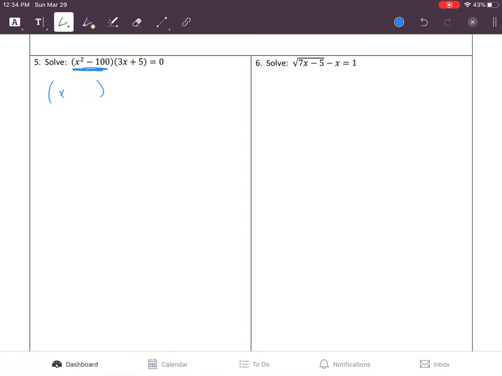So you have x and x, and then you have 2 numbers that multiply to be negative 100 and add up to be 0. So it's going to be positive 10 and negative 10. And we still have the 3x plus 5 left over. So if we solve all these for x, we're going to get x is equal to negative 10, positive 10, and negative 5 over 3. And that's it.